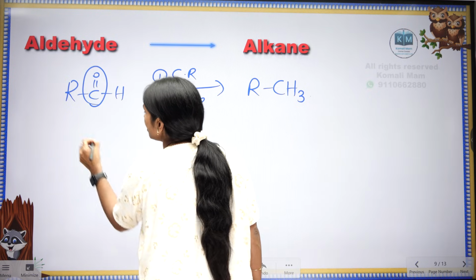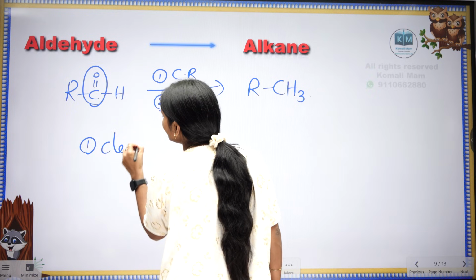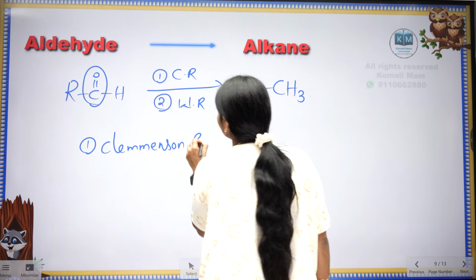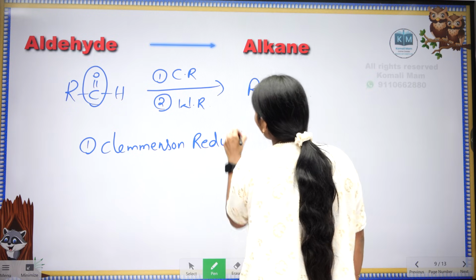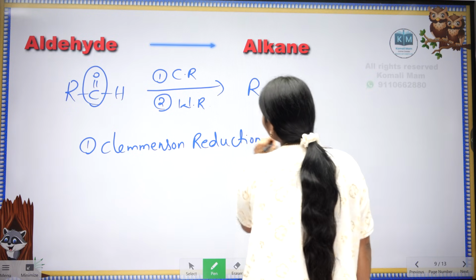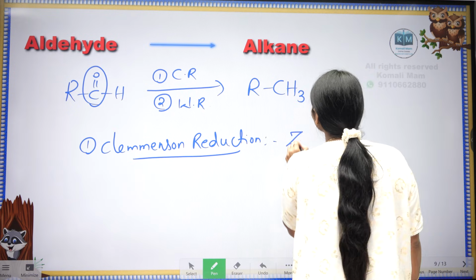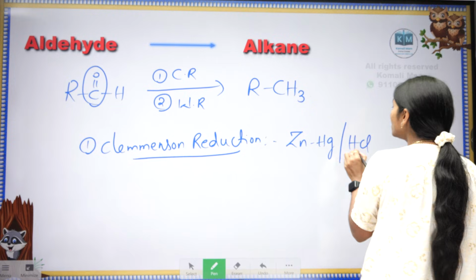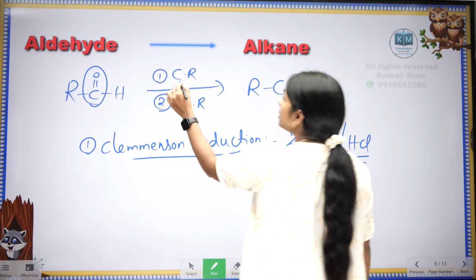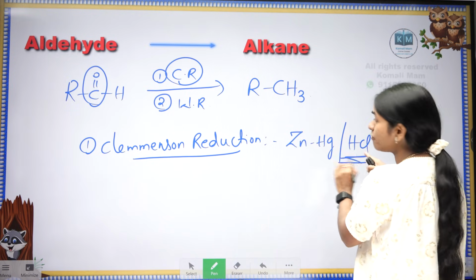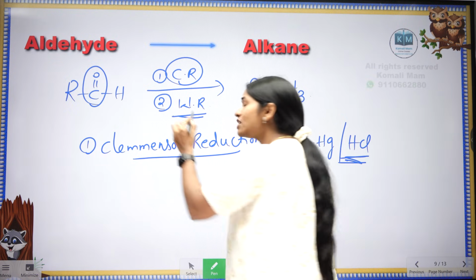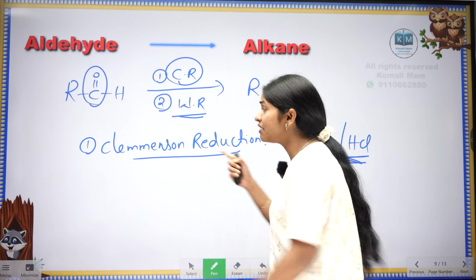One time we will see what this Clemmensen reduction reaction is. What is this Clemmensen reduction? Zinc amalgam in HCl, which means zinc amalgam in acidic medium. So this Clemmensen reaction is performed in acidic medium. Same activity can be done by Wolff-Kishner also, but what is the difference?